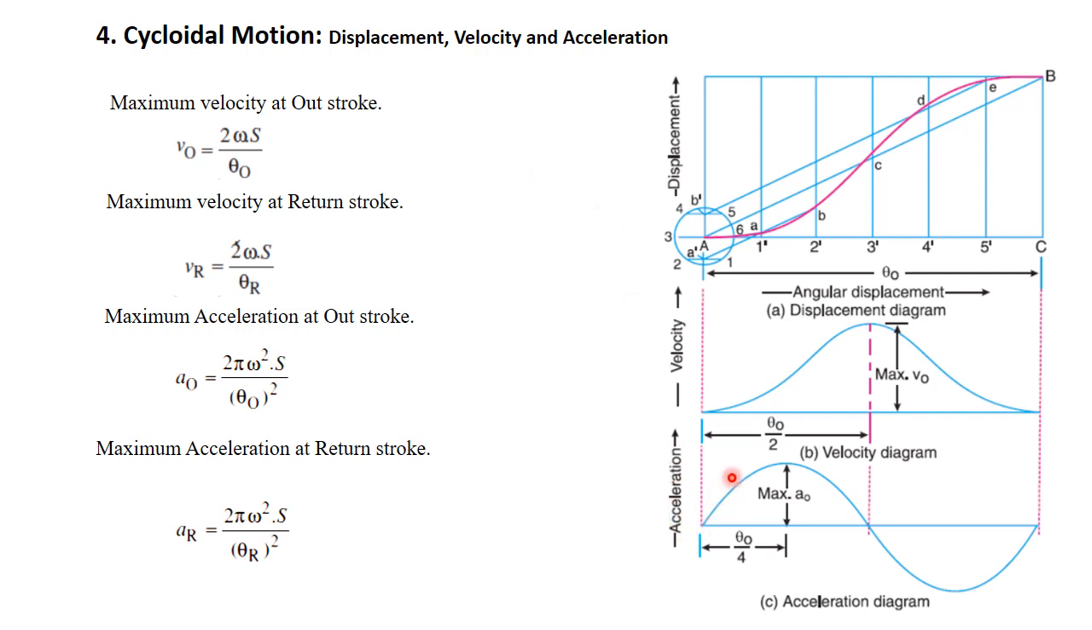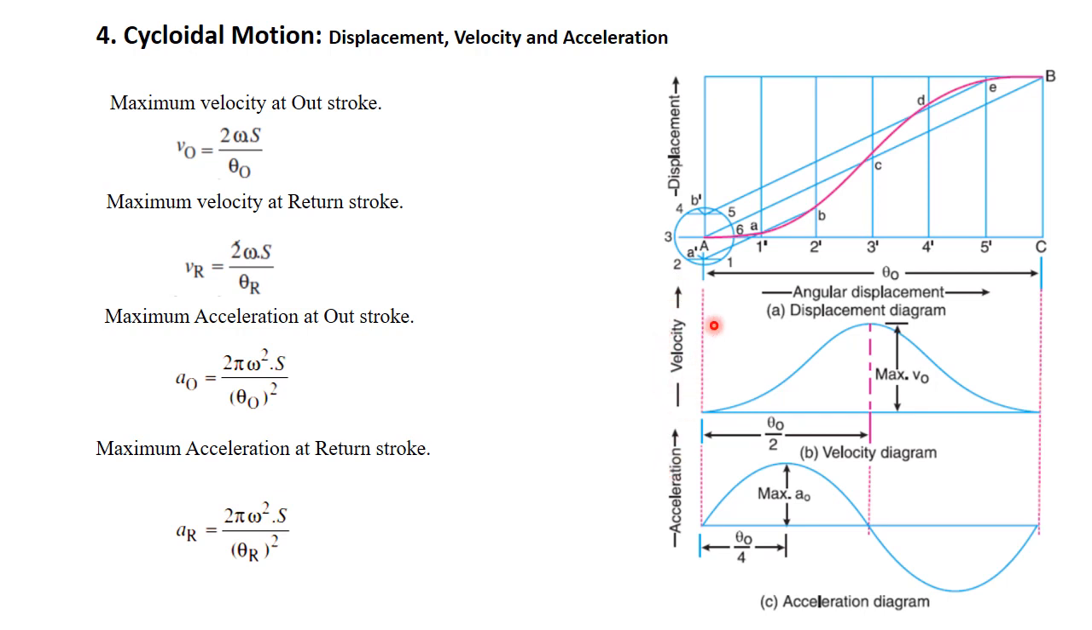So we can find that the acceleration, the velocity and the displacement, all these lie on smooth curves. We do not find a straight line motion anywhere, and this is the beautiful nature of cycloidal motion of the follower. Now the question arises: how to draw the displacement, velocity and acceleration diagram?